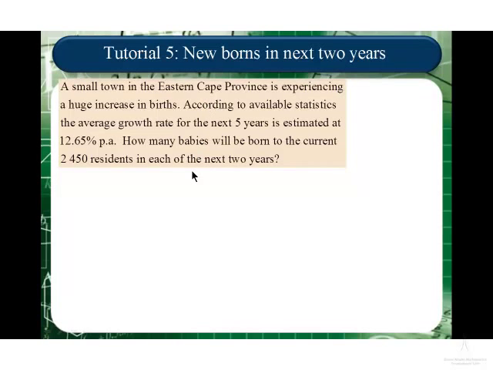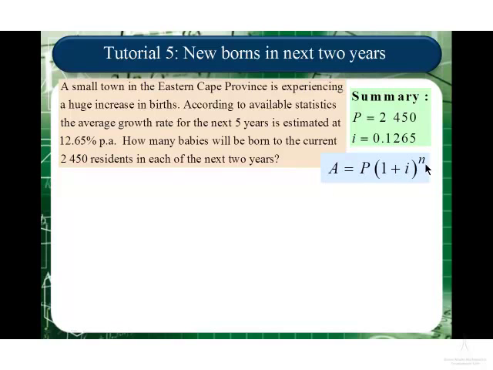Let us have a look at the solution for tutorial 5. Here we have the problem once again. In a small town in the Eastern Cape province, we have a huge increase in births. Initially the population is 2,450 and there is a growth rate of 12.65% estimated per annum. We have to find out how many babies were born firstly in the first year. So P is equal to 2,450, the initial number of people. The growth rate in decimal form, i, is equal to 0.1265. For the first year we apply this formula where n is equal to 1.